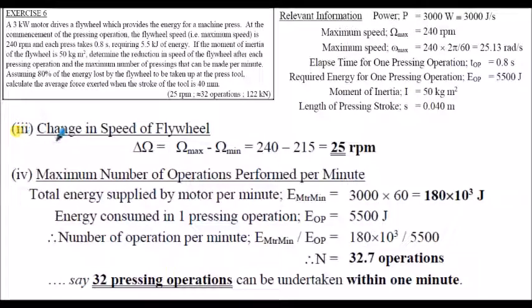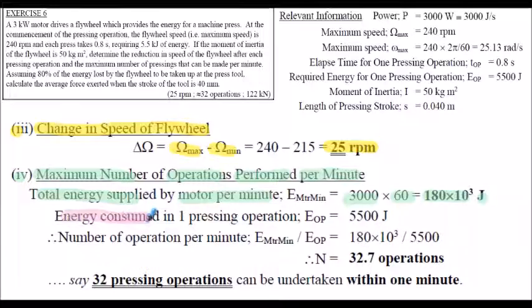Step three. Find the change in speed of the flywheel. That's the difference between the maximum speed and the minimum speed. So that's 25 RPM in this case. Part four, we have to find the maximum number of operations that can be performed per minute. So the total energy supplied by the motor per minute is 3,000 watts multiplied by 60 seconds. So that equates to 180,000 joules.